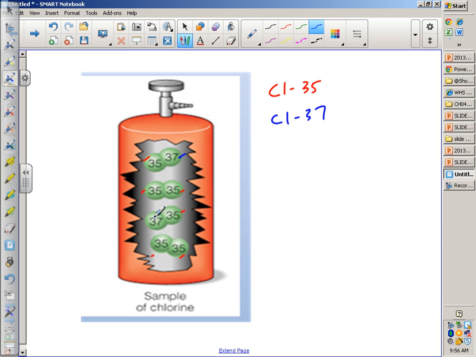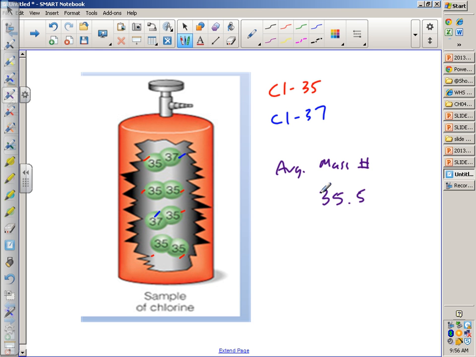So, if we want to take the average of these two to find out the average for chlorine, can we just say that the average in this case is going to be 36? Right? We can't, because there's more 35s than 37s. So, in this case, because the distribution is 3/4 to 1/4, right? Do we see that the average mass number here is going to be 35.5?